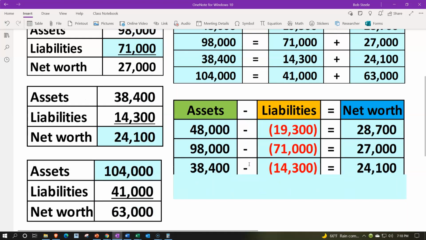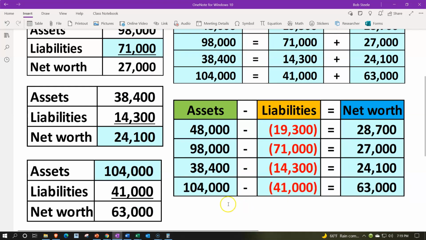If you wrote it this way, assets minus liabilities equals net worth, if that's the way you see it, then we're going to say this would be X, the 104, minus the 41,000 would equal the 63,000. We'd have to take this negative 41 and add it to the 63,000, which would once again give you that 104,000 for X.